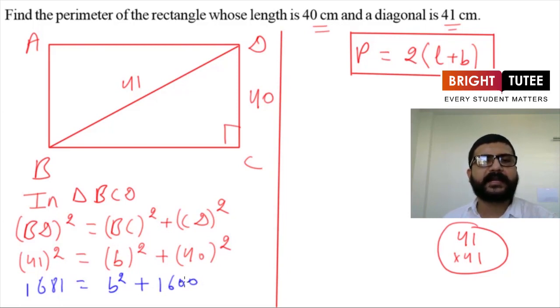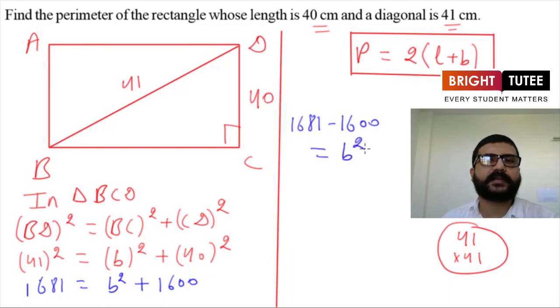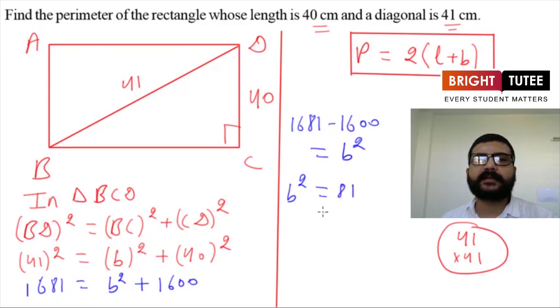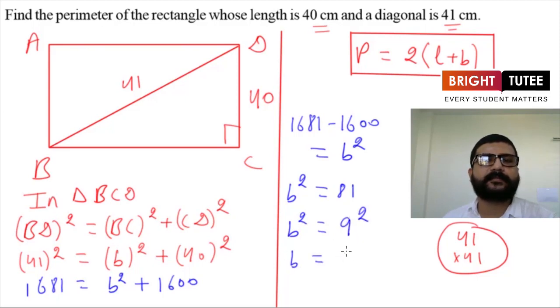Now from here we can transpose this 1600 to the left side of the equation. So this will give us 1681 minus 1600 is equal to b square. Now by simplifying we get b square is equal to 81. Now what do you think about 81? Is it a square of any number? Yes, it is a square of 9. So b square is equal to 9 square, which implies b is equal to 9. So now we are getting the breadth as 9 centimeters.